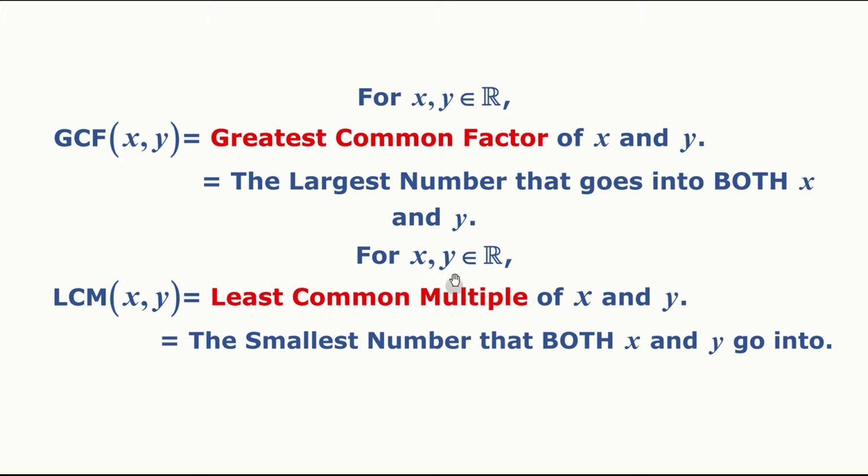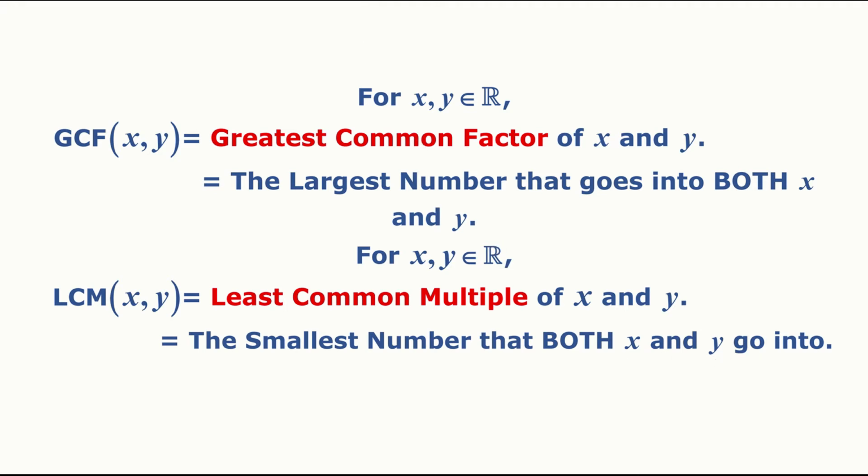Now, also for two real numbers x and y, the least common multiple, or LCM, of x and y is the least common multiple of x and y. That's all it is. And what is that? That means the smallest number that both x and y go into.